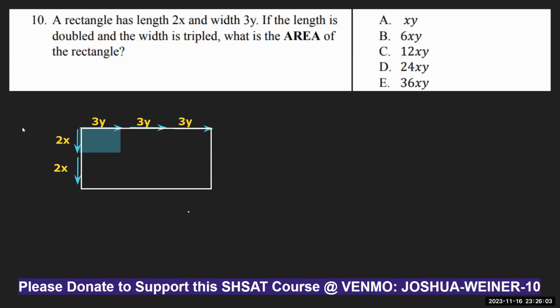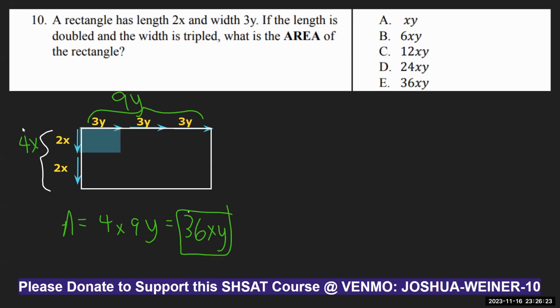So we have 4x on this side and 3 times 3 is 9y on this side. So area is 4 times x times 9 times y. 36xy, grouping the numbers together. 4 times 9 is 36. 36xy, E was correct once it's scaled that way. Okay, that was question 10.